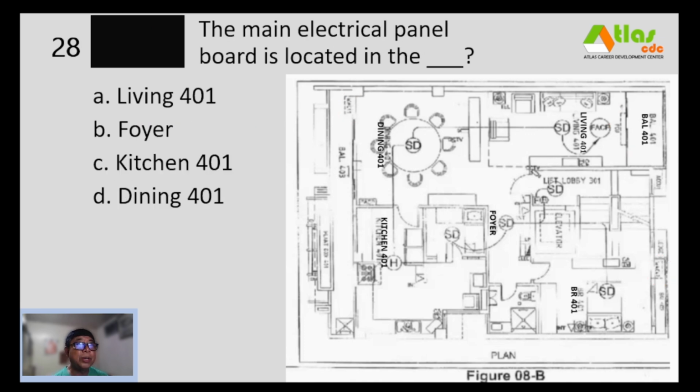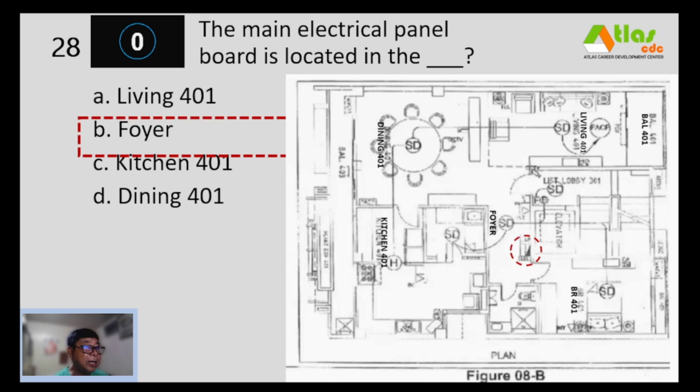So, question number 28. The main electrical panel board is located in the blank. Letter A, living 401. Letter B, foyer. And letter C, kitchen. And letter D, dining. So 10 seconds to finalize. And our correct answer is located in the foyer. So, ayan yung symbol ng panel board, panel box.